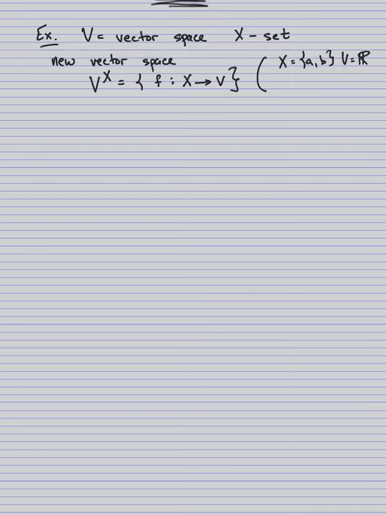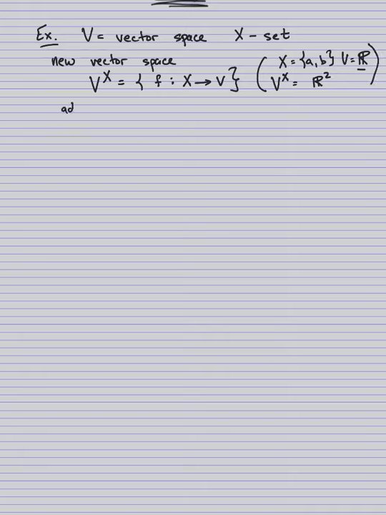I should say that when I was taking R to the n, R is a perfectly good vector space over itself; you can multiply, you can add. So if I look at functions from a 2-point set to R, V to the X is really just R2, because functions from a 2-point set to R are the same thing as ordered pairs of real numbers. But you can do this in general for any set X.